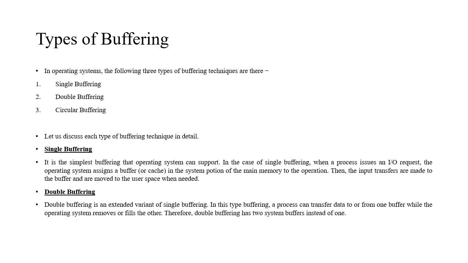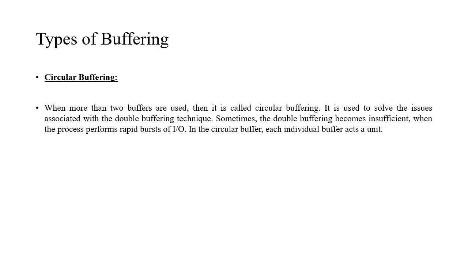Double buffering is an extended variant of single buffering, and in this buffering a process can transfer data to or from one buffer while the operating system removes or fills the other. Therefore, double buffering has two system buffers instead of one. So it's an extended, updated version of single buffering, and it also works on input-output operations and on some processes.